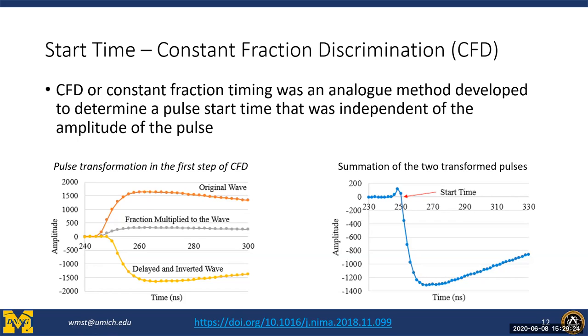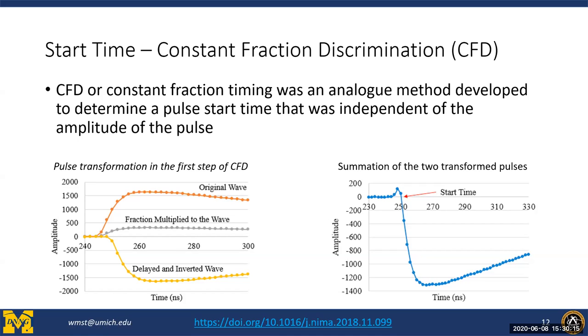And we take this waveform and we break it up into two separate waveforms. One, we multiply by just some fraction f. This can range from 10% to 30%, for instance, but is generally a parameter that can be optimized. We then take this same pulse, delay it by several nanoseconds, and then invert it. We can then sum these two pulses together and we get this bipolar pulse here, where we define our start time based off of where this intercepts zero. This is, again, a method for determining our start time. And the nice thing about this was that it is independent of pulse amplitude. So this was great for having that consistency in your detector.